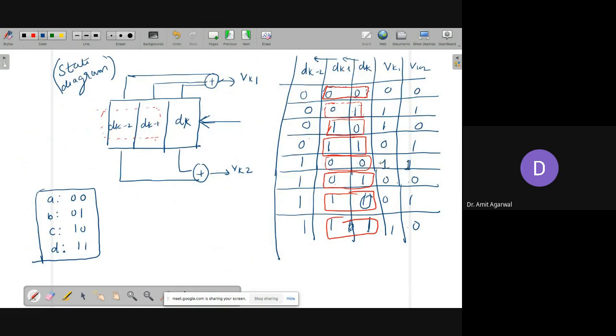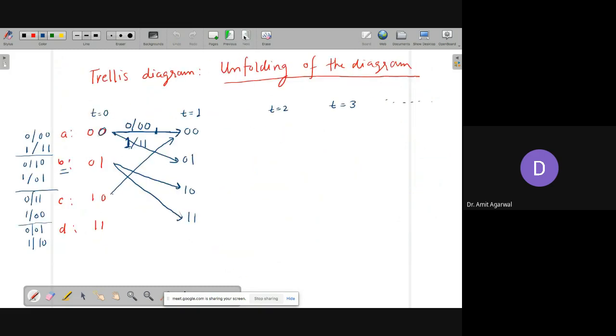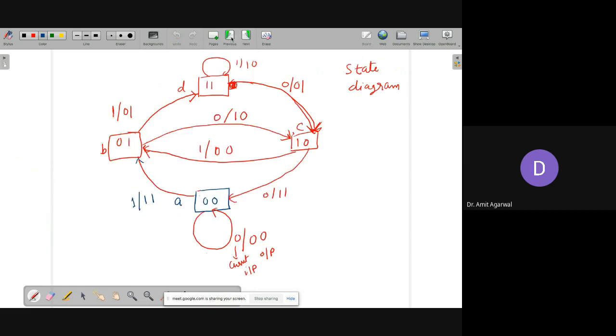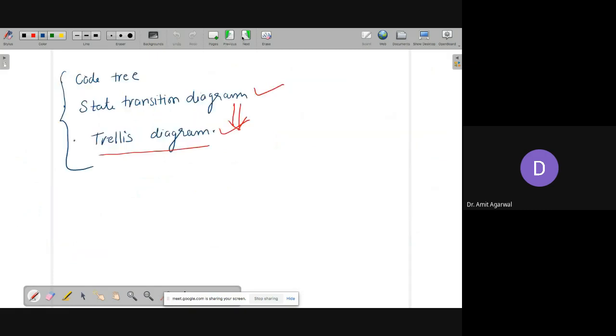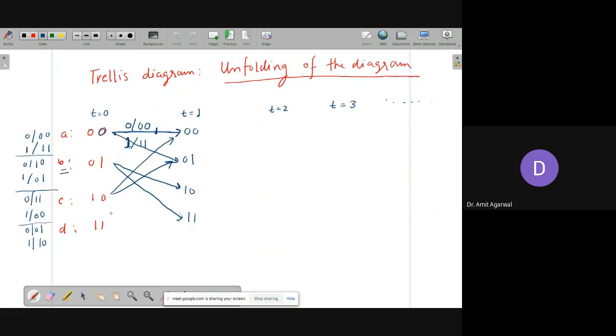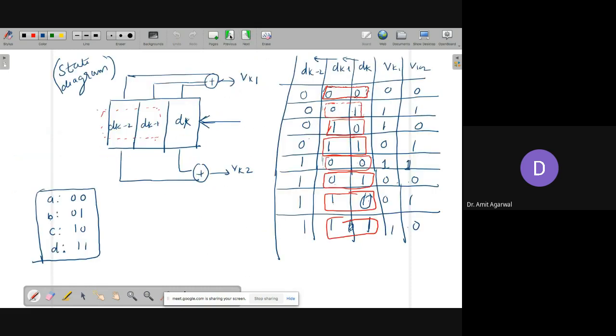Sorry, excuse me, this was the output. When 0 comes, you go to 0 0, and when 1 comes, you go to 0 1. Similarly, when you are in state 1 1, when 0 comes, you go to state 1 0. So upper branch corresponding to 1 1 will be 1 0, and the lower branch will be 1 1. This is the state transitions, okay?